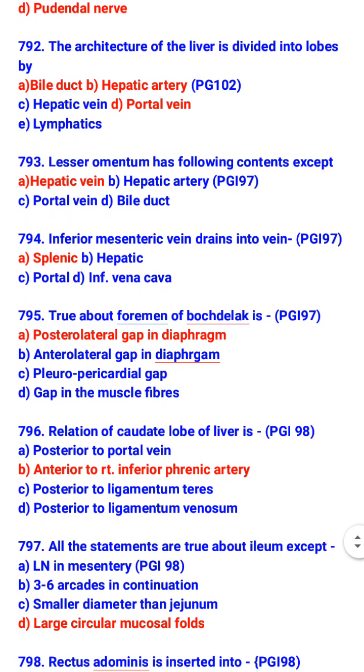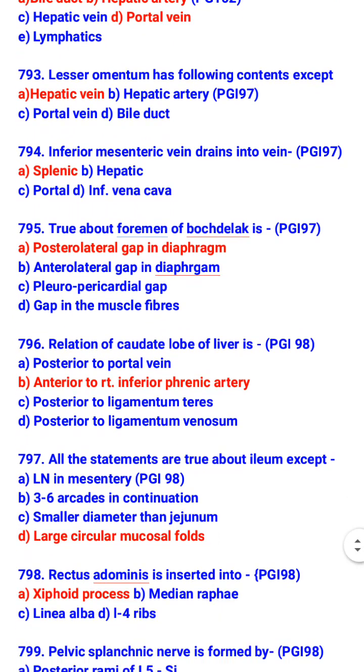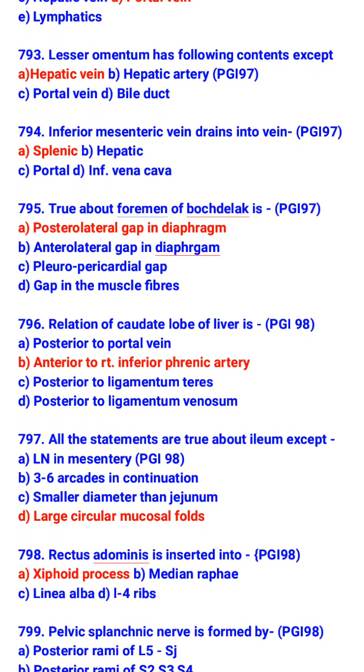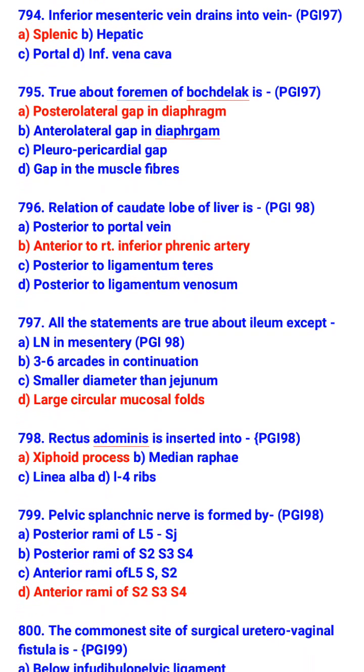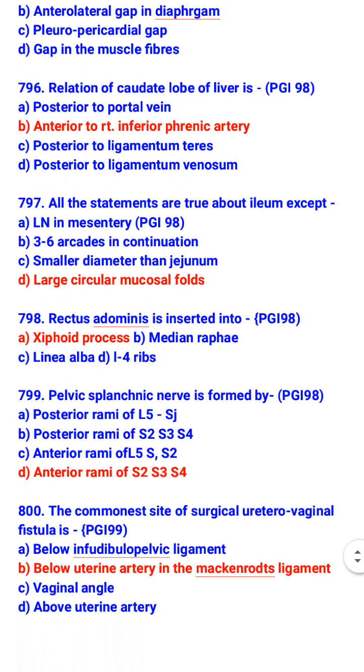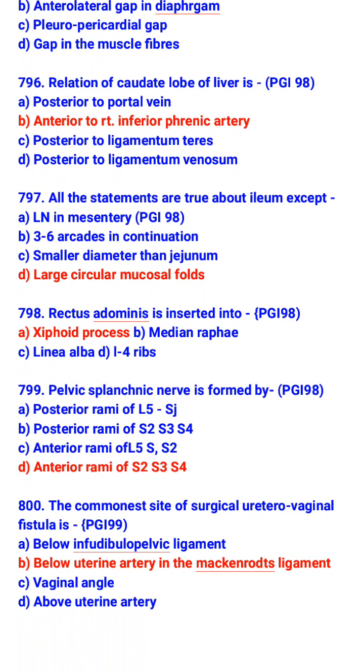True about foramen of Bochdalek is it is a posterolateral gap in diaphragm. Relation of caudate lobe of liver is anterior to right inferior phrenic artery. All the statements are true about ileum except large circular mucosal fold. So what is true about ileum? Lymph node and mesentery, 3 to 6 arcades in continuation and smaller diameter than jejunum. Rectus abdominis is inserted into xiphoid process. Pelvic splanchnic nerve is formed by anterior rami of S2, S3 and S4. The commonest site of surgical ureterovaginal fistula is below uterine artery in the McRobert's ligament.